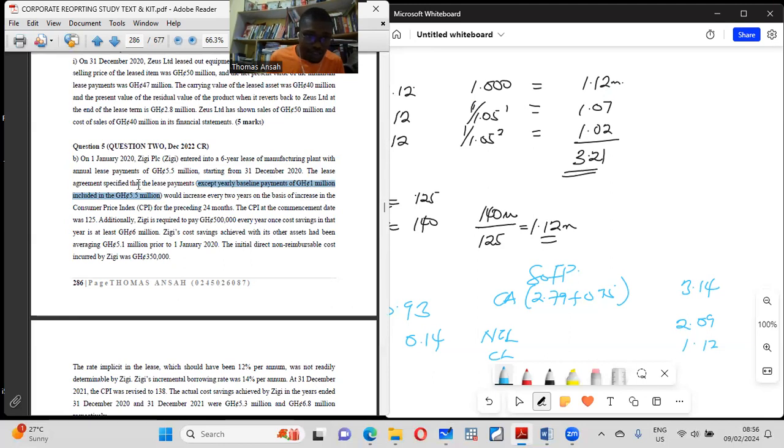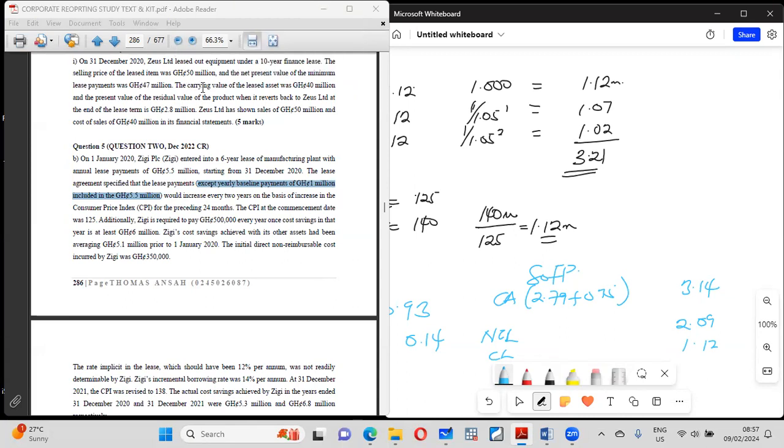All right, the lease liability, baseline payment of 1 million included in the 5.5. He said that the lease agreement specified that the lease payment, except the yearly baseline payment of 1 million included in the 5.5, would increase. So I told you that they can combine lease components and some non-lease component inside. Separate it. Do well to separate it. I've told you that. It's very, very important, because if you don't separate all those things, you realize that you have challenges with your initial measurement.